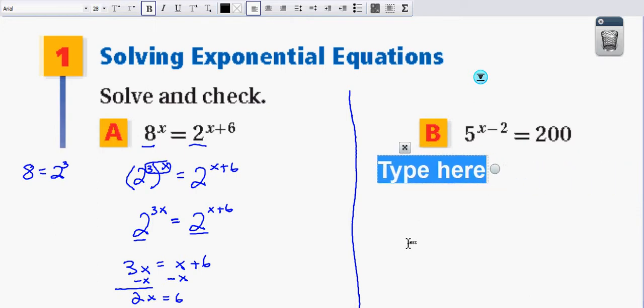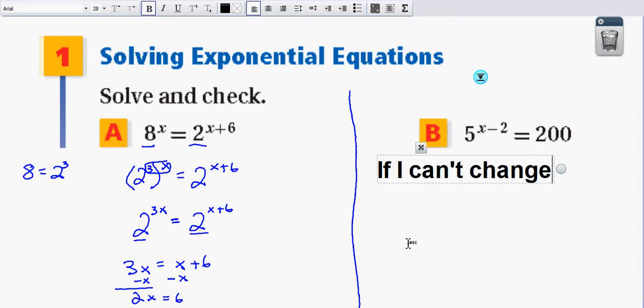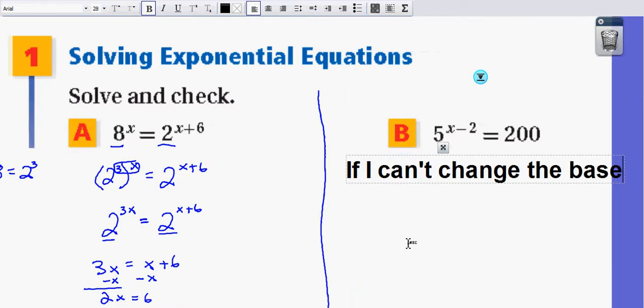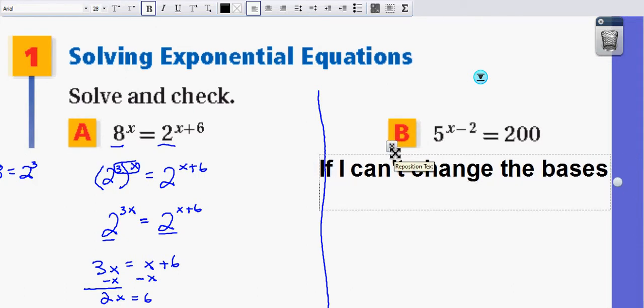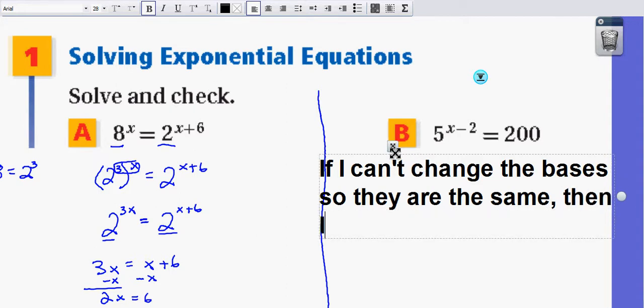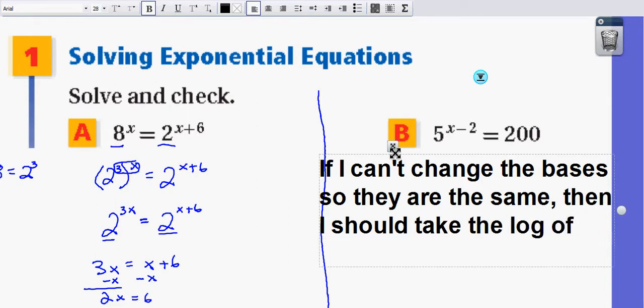Okay. So if I can't change the bases so they are the same, then I should take the log of both sides of the equation.